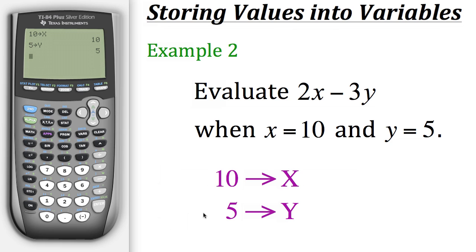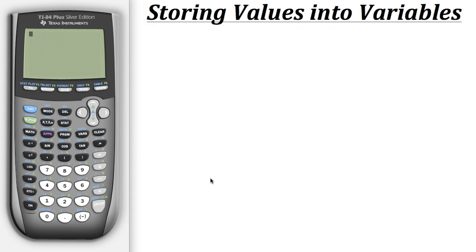Now at this point, our variables are ready again to evaluate our expression. So let's type in 2x minus 3y and then hit enter. Now from this we could see that when x is 10 and y is 5, 2x minus 3y will give us a result of 5. And that's how you store values into variables on a calculator.